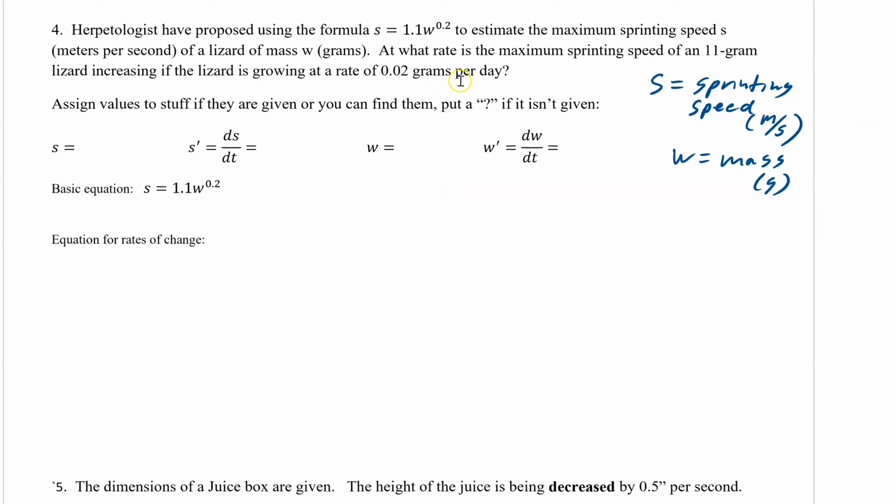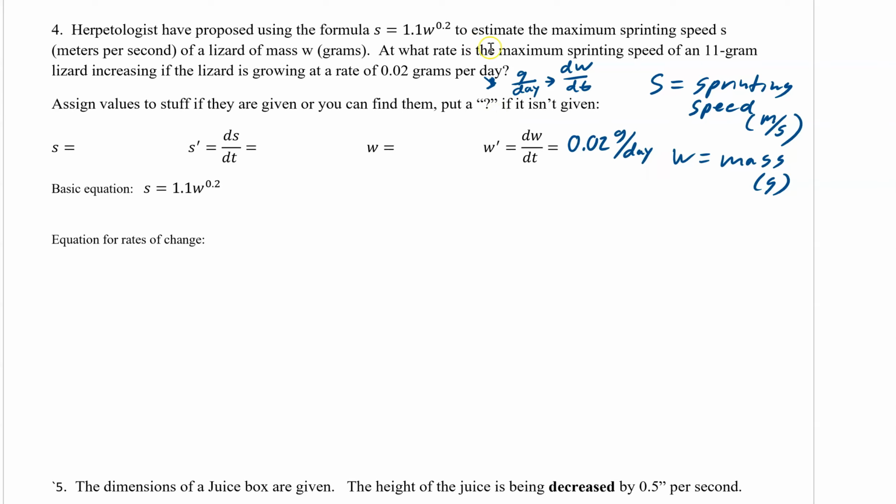You can even see it here as per day. And if you see per day, you know that's our denominator because it's over day, which means we're going to need a dt. You can even see that the top was grams, and so that means we have a dW. So what they're giving you here is the dW/dt, 0.02 grams per day. They gave you the rate of change.